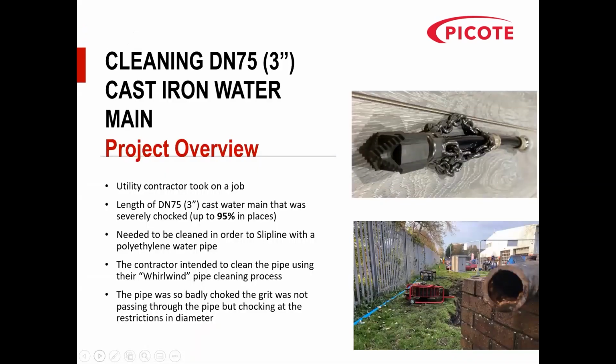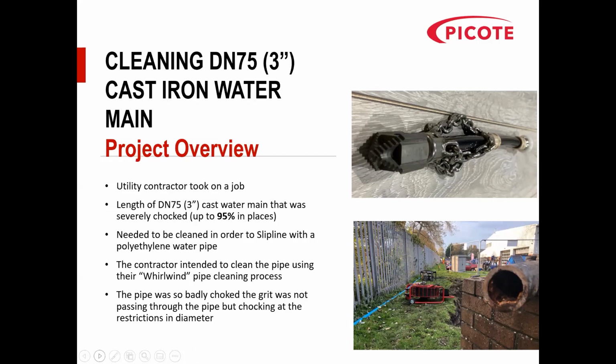These machines are not just used for sewers. We've started using them for cleaning water mains, pipe to pipe rehabilitation. Here's a good example. It was a 3-inch diameter water main. A utility contractor took the job on. It was choked with tuberculation in some parts up to 95%. They needed to clean the pipe in order to slip line it with a PE pipe.